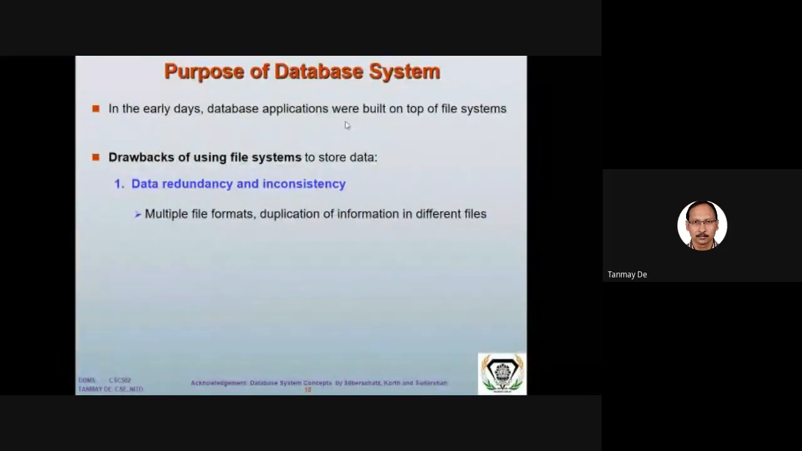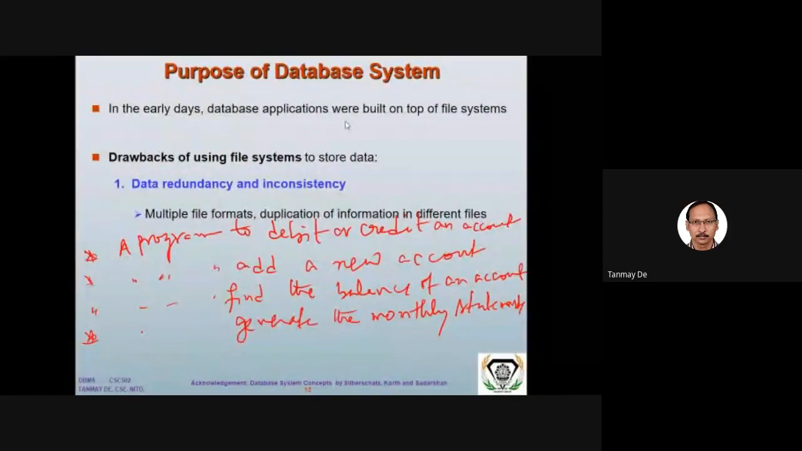Here we can consider a banking system. Suppose the data is stored in some files, and a number of application programs are there. For example, one application program can debit or credit an account. Another application program can add a new account or remove an account, and another can find out the balance of an account. Or maybe there is an application program that can generate the monthly statements.